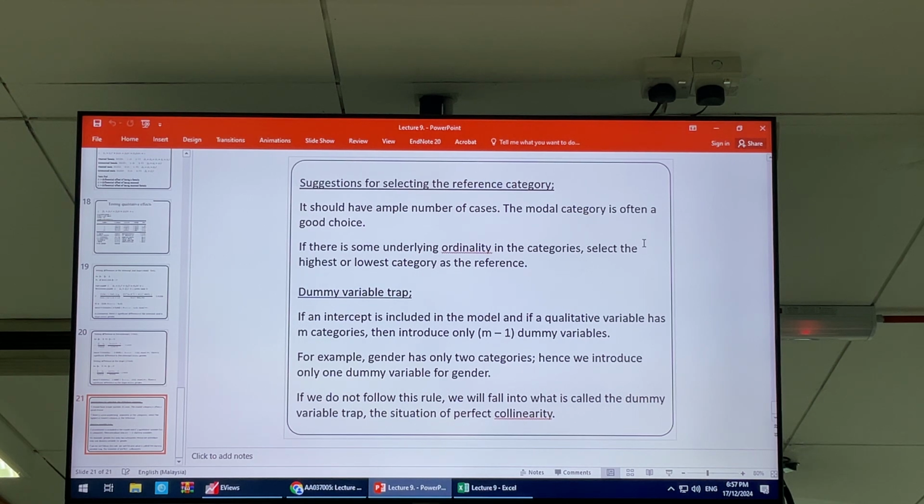In this example, whether male or female has the higher number of observations, that's an example. That's one suggestion on how to choose.